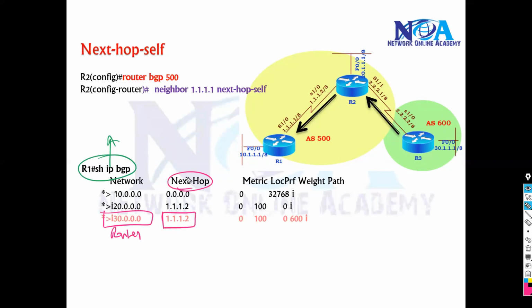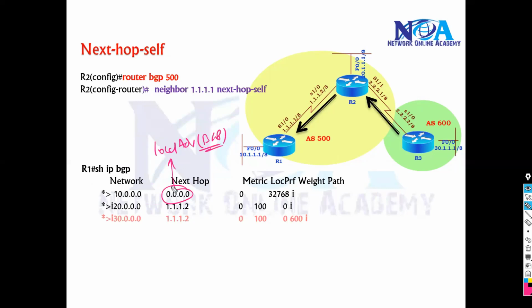Sorry, the Next-Hop information. Now, the Next-Hop is nothing but the next router, the neighbor from which I'm receiving this route. And whenever you see the Next-Hop of 0.0.0.0, you need to understand this is a locally advertised route in the BGP. So on router 1, I'm advertising this route on my local router. So the locally advertised routes will always have the Next-Hop of 0.0.0.0.